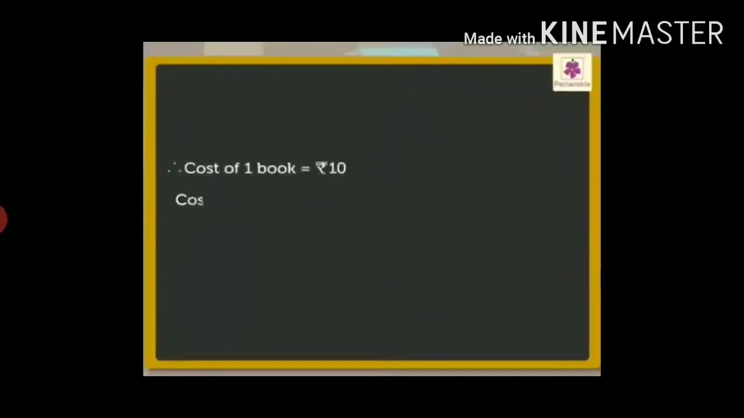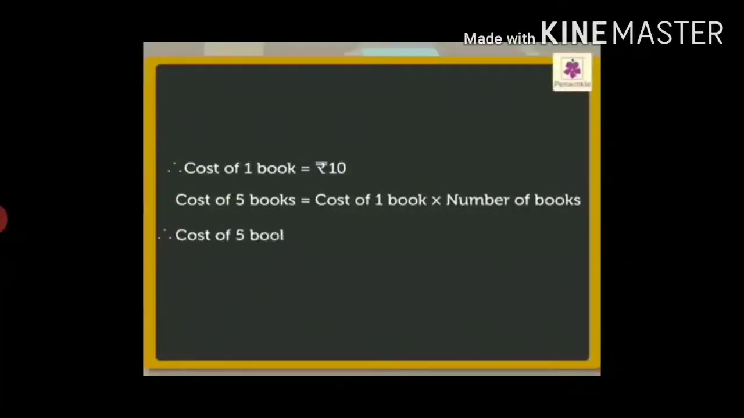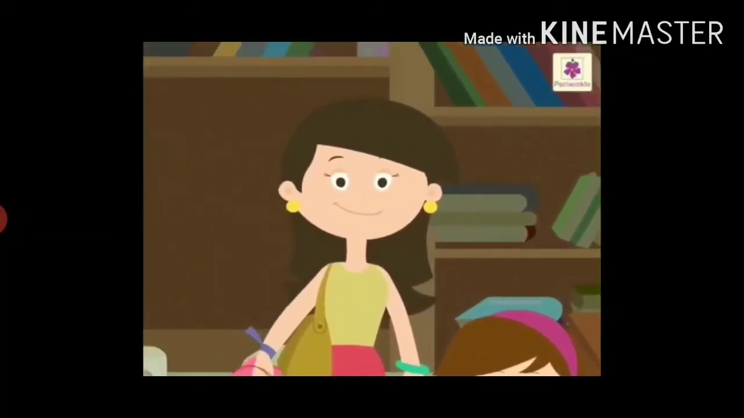Now, to find out the cost of 5 books, we multiply the cost of one book by the number of books. Therefore, cost of 5 books is equal to rupees 10 into 5, which is equal to rupees 50. We got the answer. Cost of 5 books is rupees 50. Yippee! Let me pay for the books.